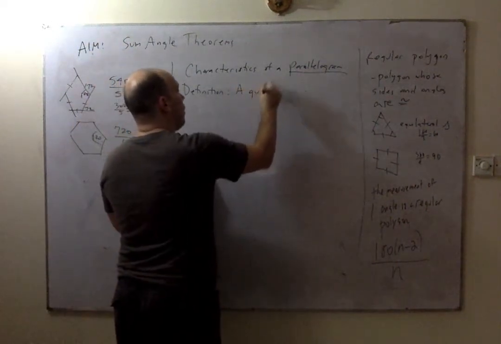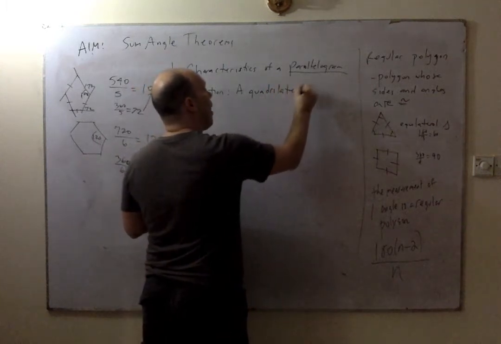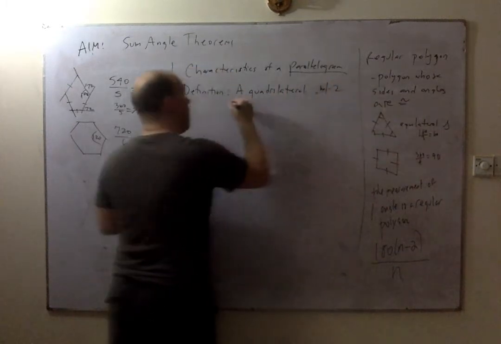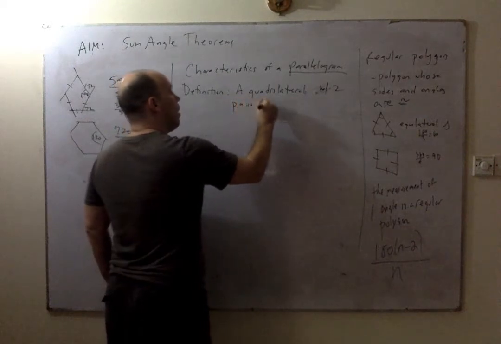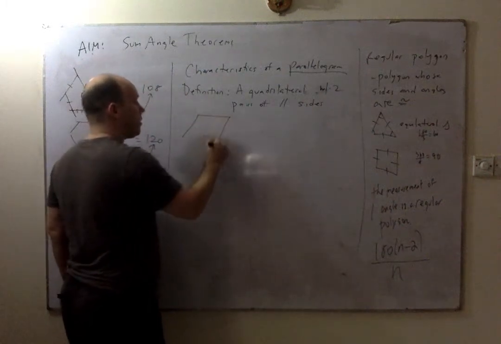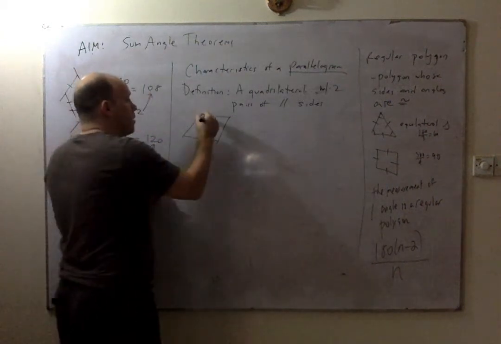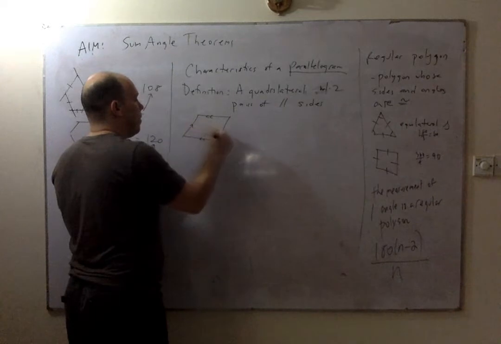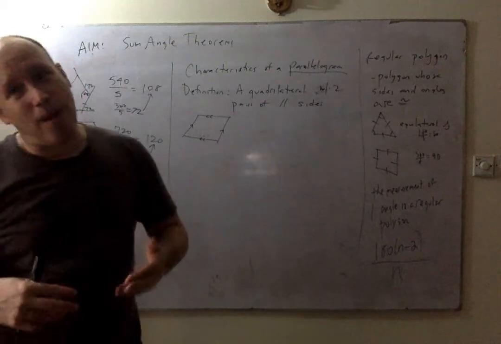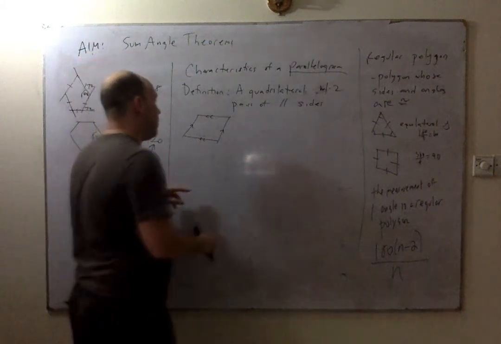It's a quadrilateral with 2 pairs of parallel sides. And so you can look at the picture. This is the general picture of the parallelogram. And so the opposite sides are parallel. That's the definition of the parallelogram. Now, from the parallelogram, we can come up with 5 characteristics.